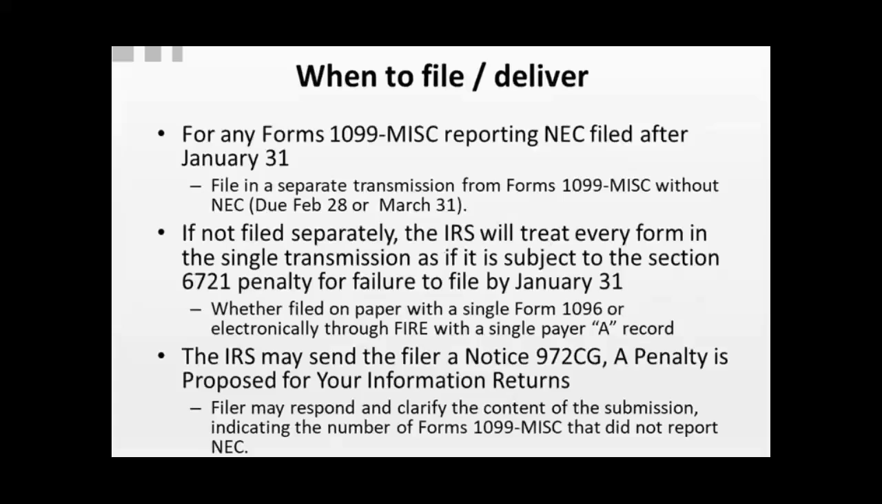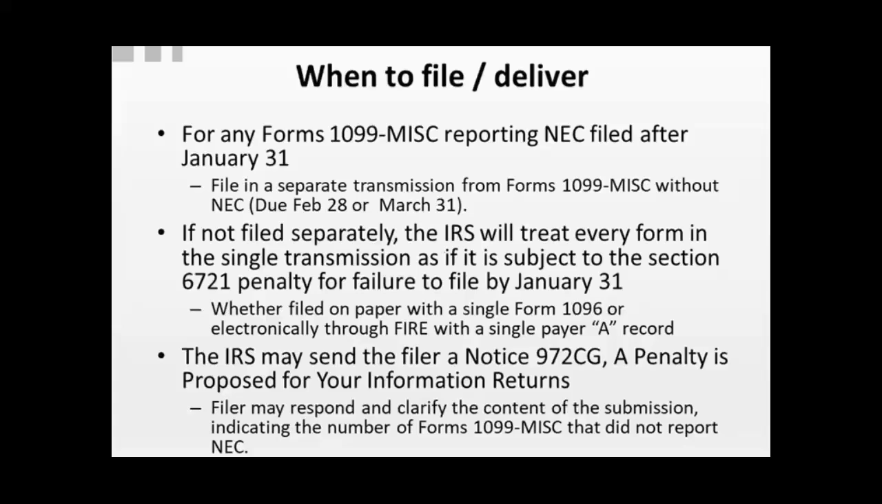Now, for any forms 1099 miscellaneous reporting non-employee compensation filed after January 31st, this is the filing with the IRS. You want to file those in a separate transmission from any other Forms 1099 miscellaneous that do not have non-employee compensation, because those are due later. If you don't file them separately, the IRS is going to treat every form in that single transmission as if it was subject to the Section 6721 penalty for failure to file by January 31st, whether it's filed on paper with a single Form 1096 or filed electronically through the FIRE system.